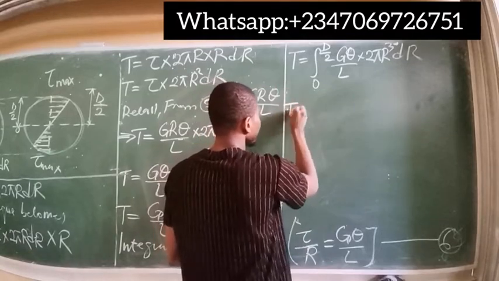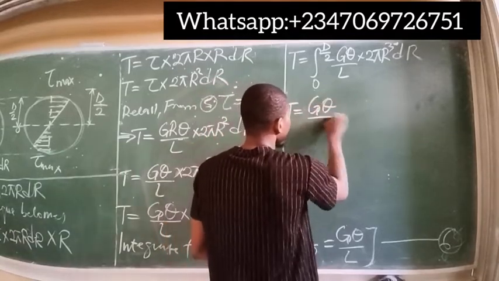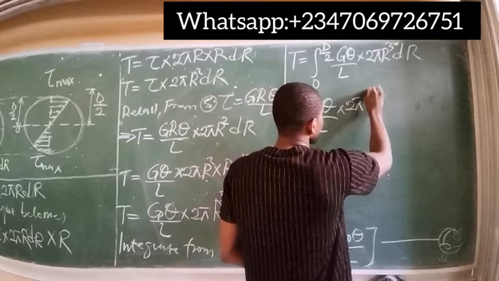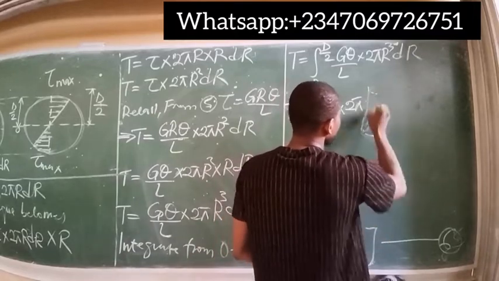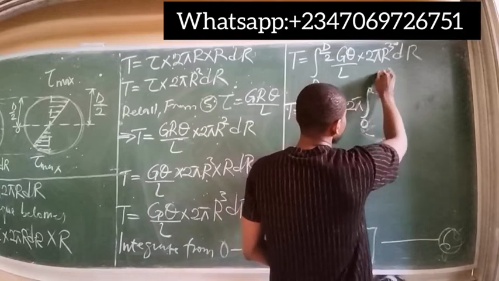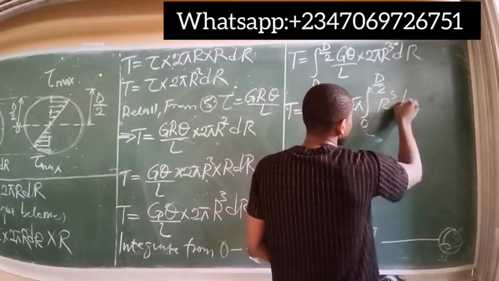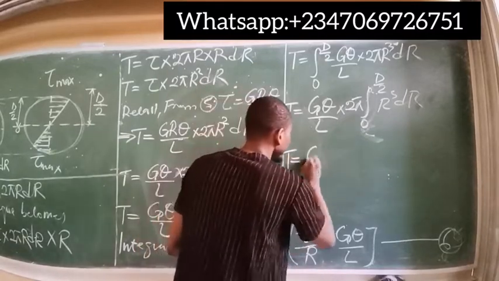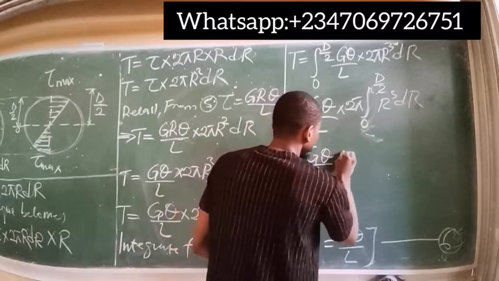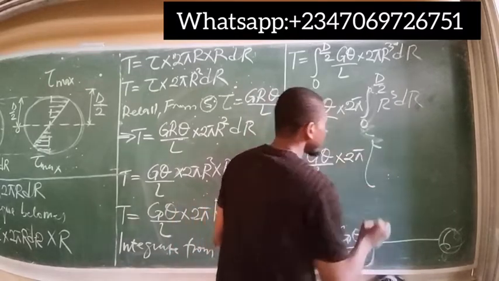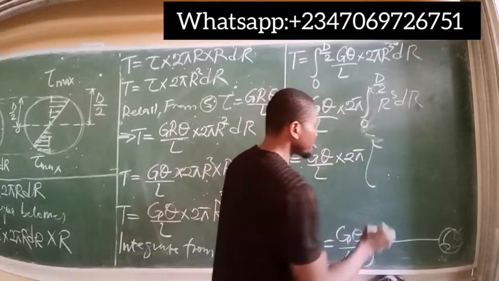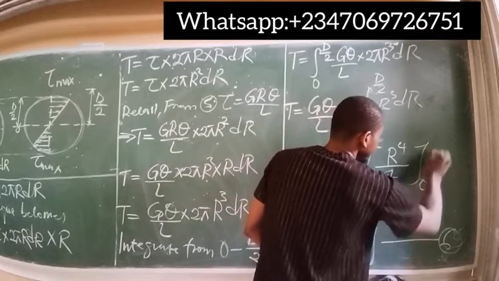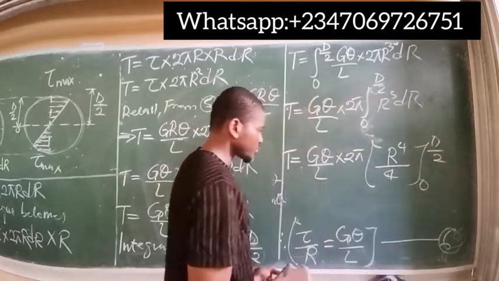We simply have that torque is equal to Gθ all over L times 2π, into 2π integral from 0 to d/2 of r³ dr. So we simply have this: T is now equal to Gθ all over L times 2π. Now, of course, if we integrate r³, we'll simply have r⁴ all over 4. So put in your limit from 0 to d/2.